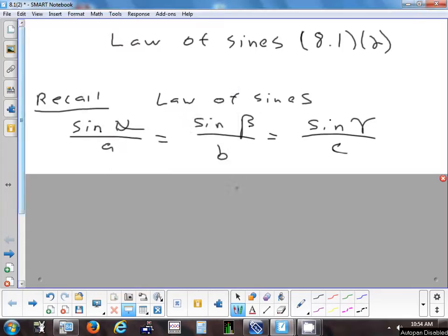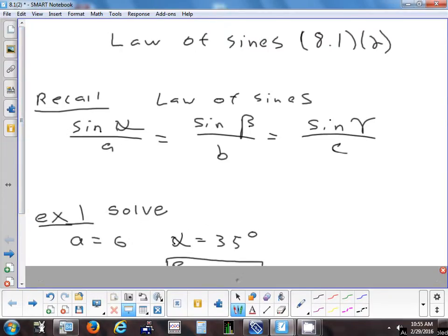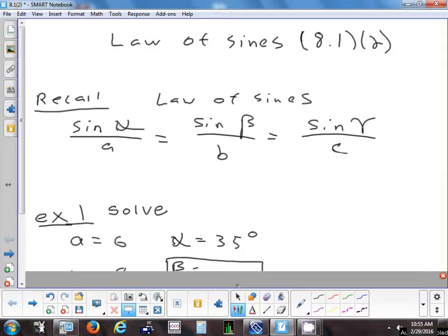All right, so we're going to look at the second half of law of sines. So it's still section 8.1. We're going to look at the cases where there's no solution and two solutions. All right, so we'll just start off with an example.